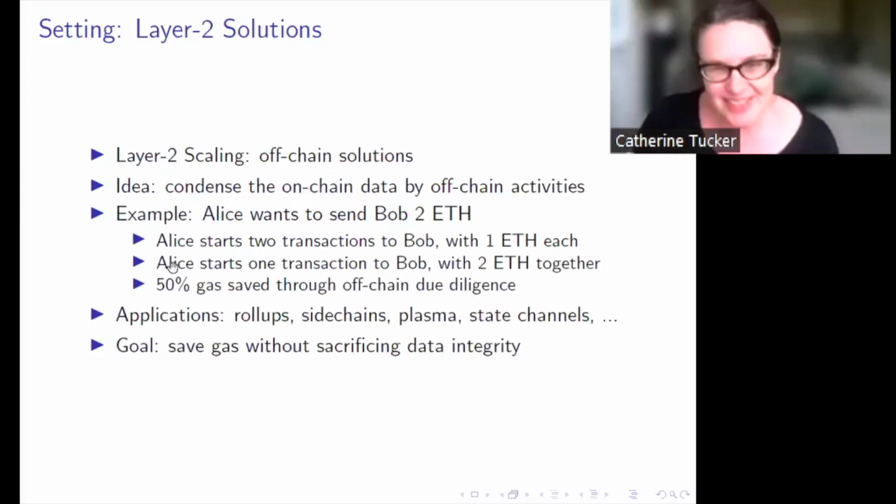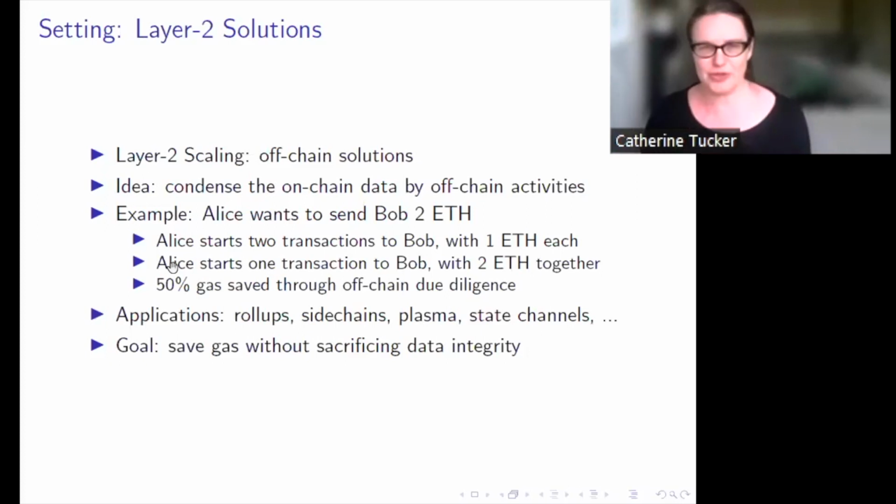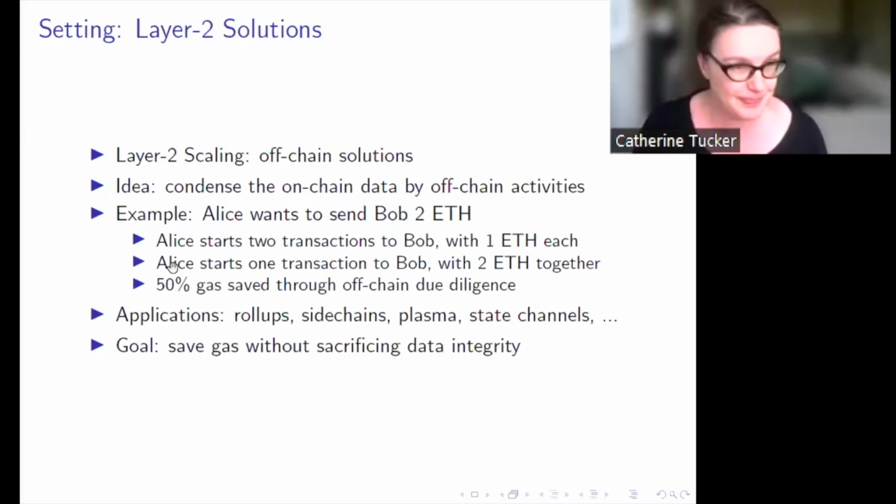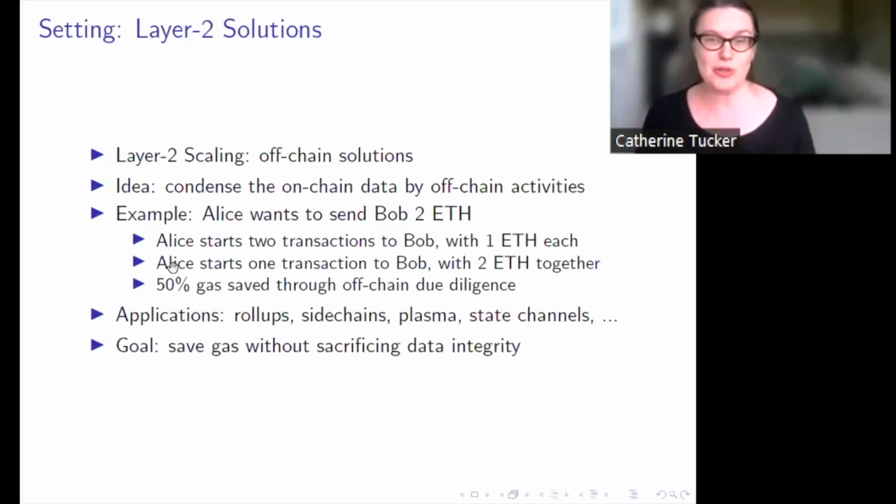And this is what Kite was asking: what do you mean by off-chain? I mean a layer 2 solution. When I say off-chain or layer 2, think of those as synonymous. And the idea of a layer 2 technology is you're going to take stuff which you would have done on-chain and do it off-chain.